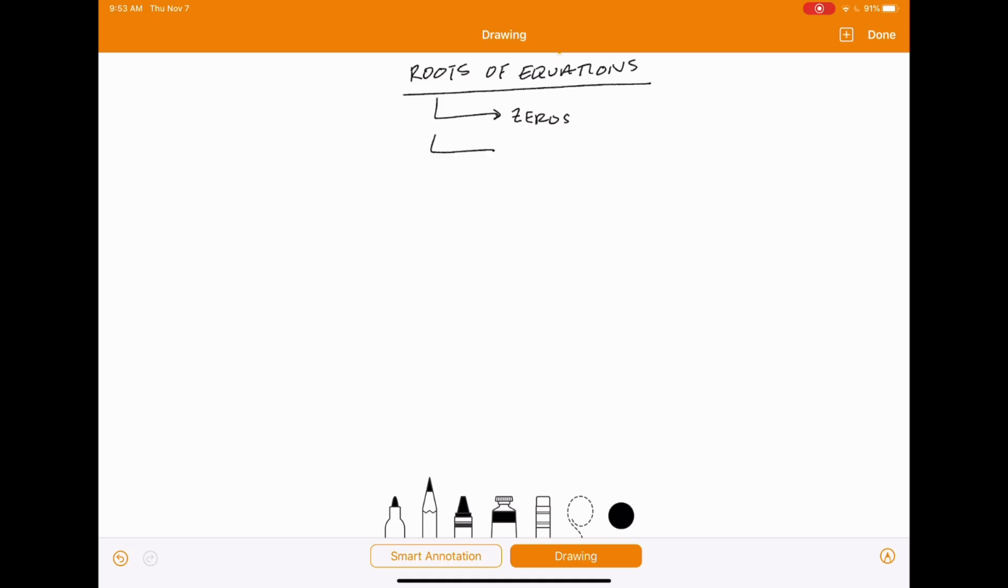but they are the points on the graph where it crosses the x-axis. And this can happen more than once.